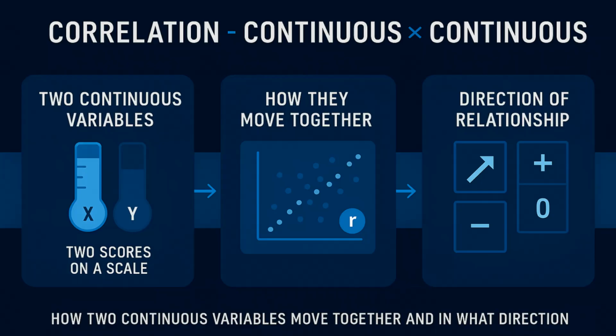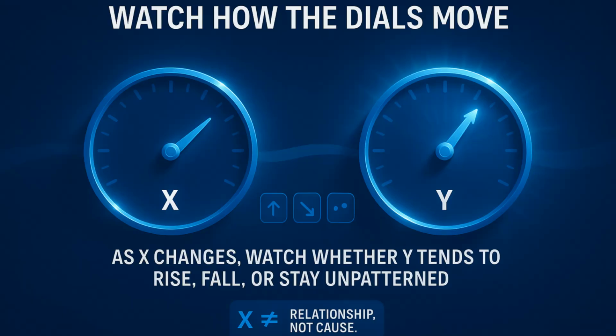A relationship means how two measured variables move together, and in what direction. As one variable increases, does the other tend to increase, decrease, or show no consistent pattern? You can think of this like watching two dials move at the same time. Neither dial is causing the other to move, but you are observing whether they tend to rise and fall together.